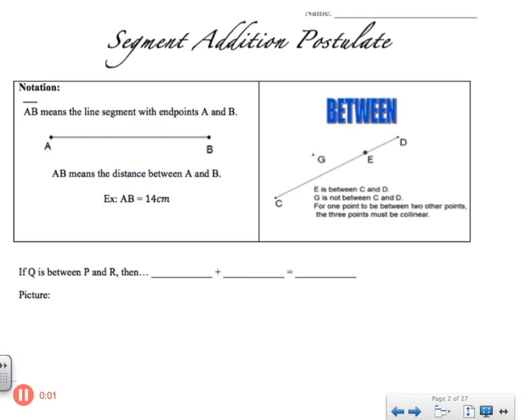Are you ready to learn about the segment addition postulate? Hopefully you are, because it is just like the angle addition postulate. So notice we're going to be adding segments this time instead of adding angles.